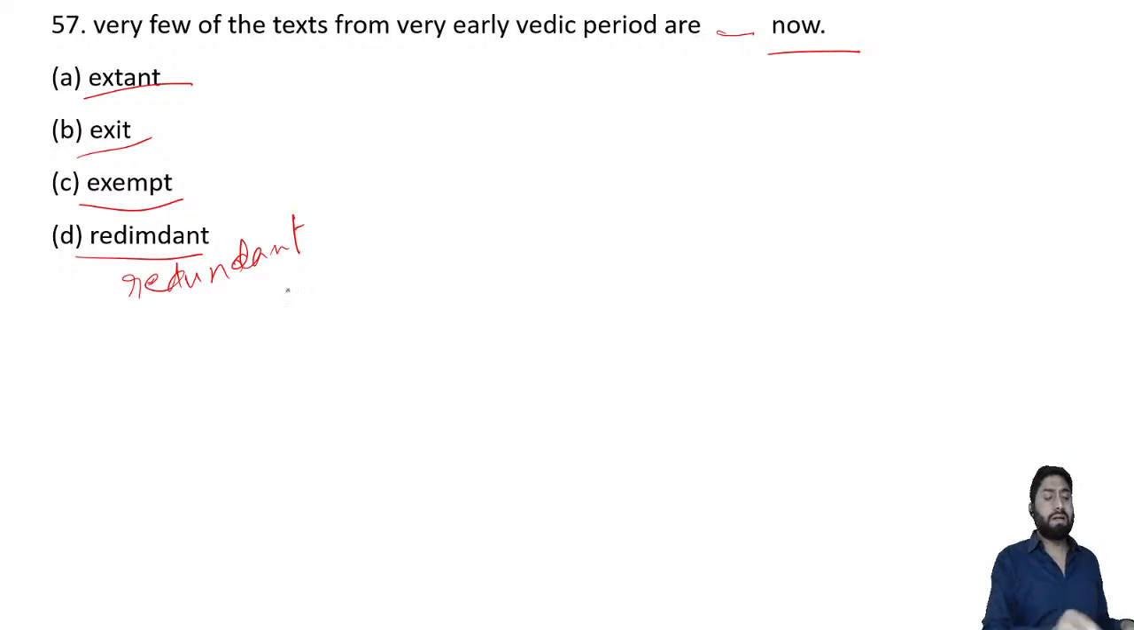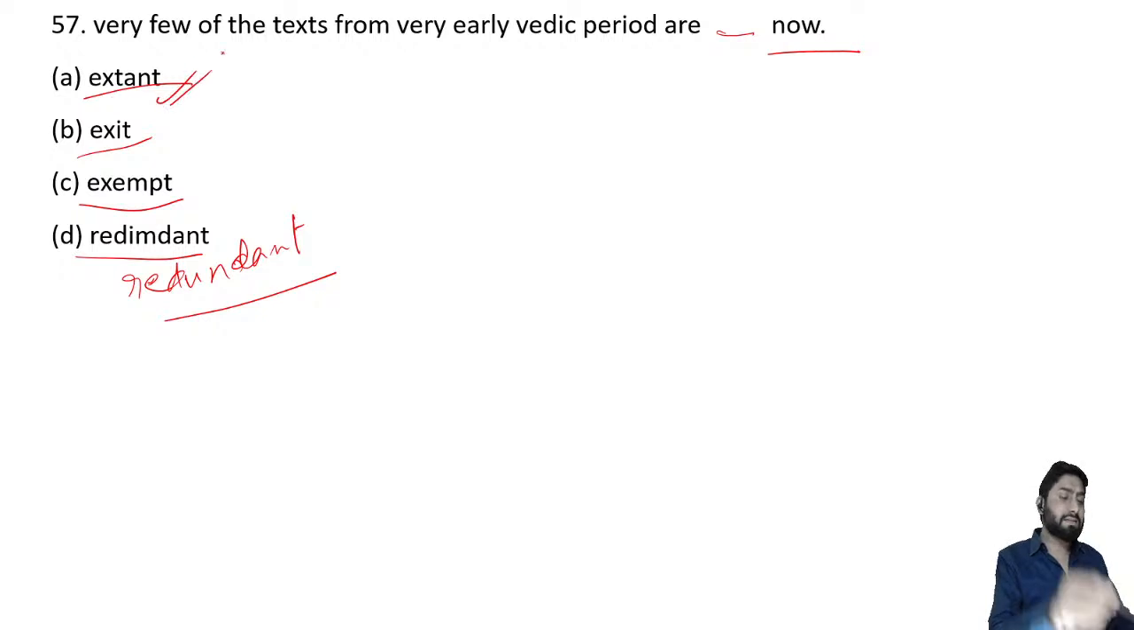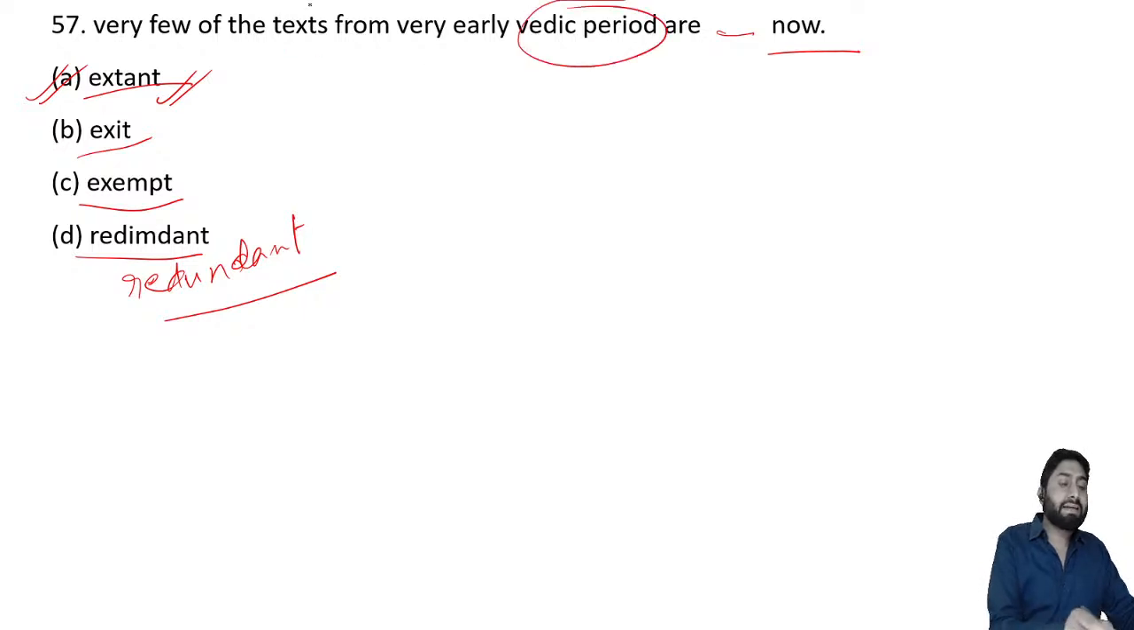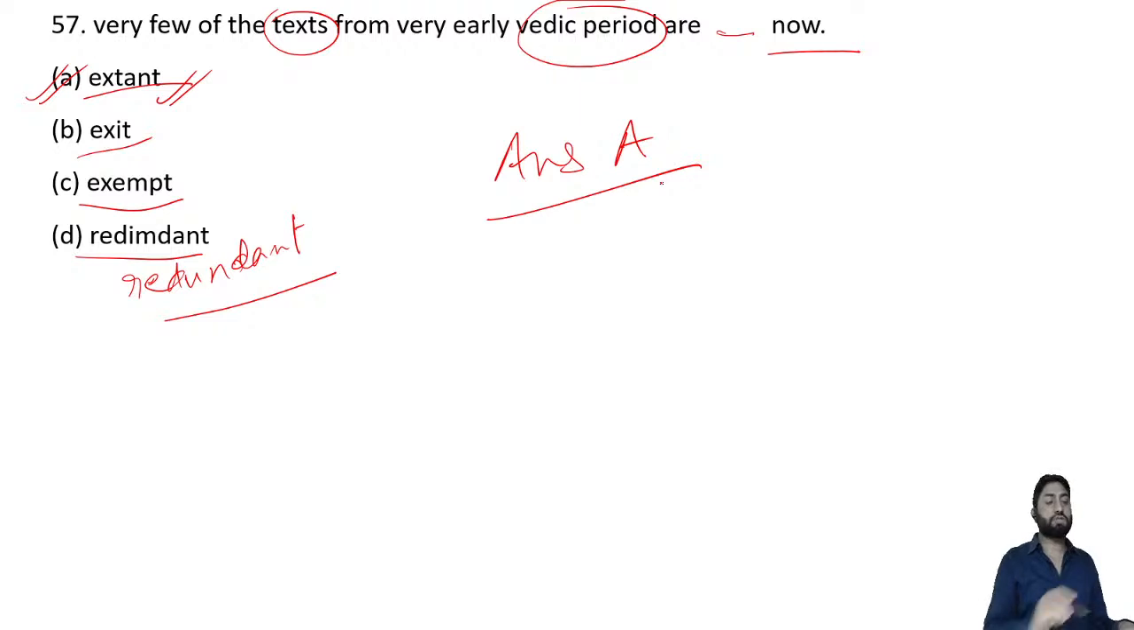Redundant, anyway, means unnecessary, not required. Exempt we know, which is exempted, which is actually excluded from something, from some kind of tax, some kind of levies and all. Exit you know, exit means you come out of something. Extant is the word here. It's not extinct, it's extant, right? Which means very, very old, which is very old but still found, still available, still existing. So that's the sense, according to the meaning. You are talking about texts of the Vedic period, books, texts, that's what they're talking about. So the answer is A, when you do the contextual analysis, right?